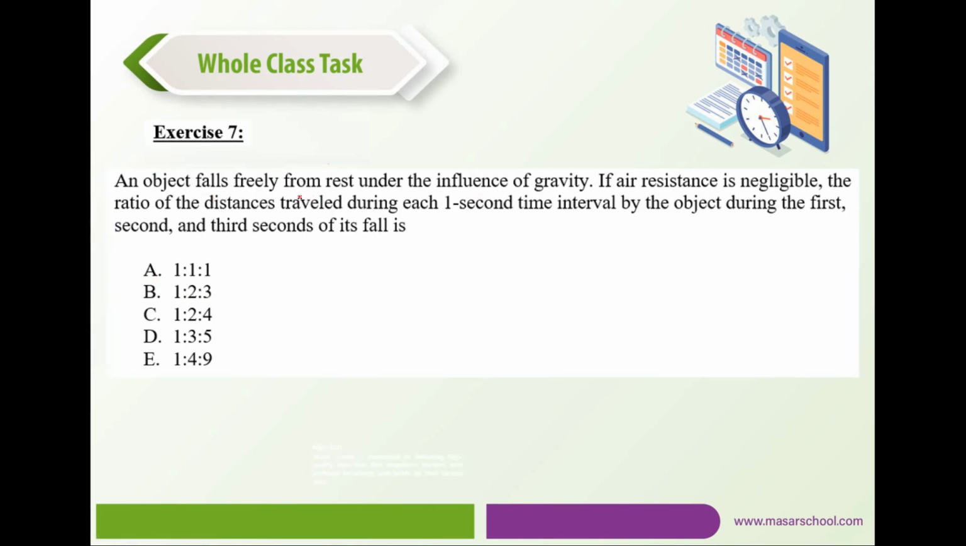An object falls freely from rest under the influence of gravity. It's a free fall because air resistance is negligible. The ratio of the distances traveled during each 1 second time interval by the object during the first second and third seconds of its fall is.